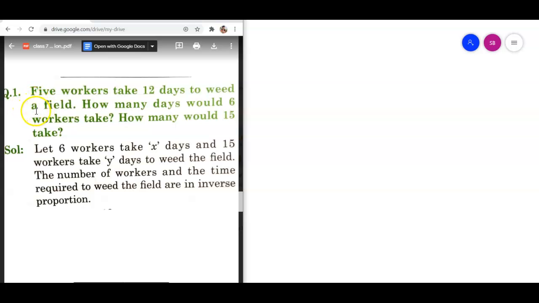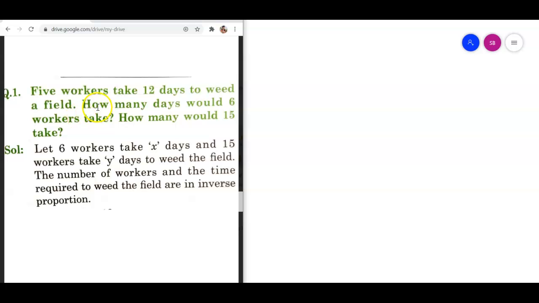So the first question over here is question number 1. 5 workers take 12 days to weed a field. How many days would 6 workers take, and how many would 15 take? Now here, in one question, 2 questions are asked.